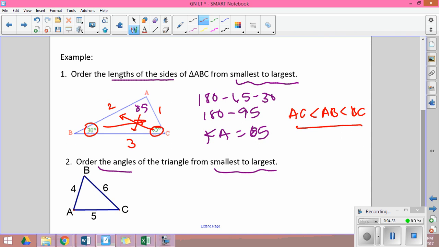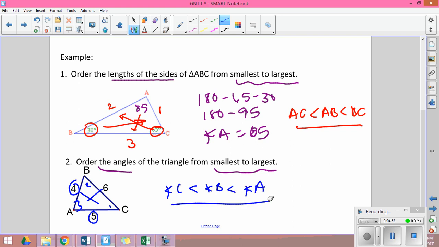Same thing is going to work for the angles. Here's my smallest side, so that means that's my smallest angle. Second and third. So when I go to write it, I have angle C is less than angle B is less than angle A. So a very straightforward application of that.